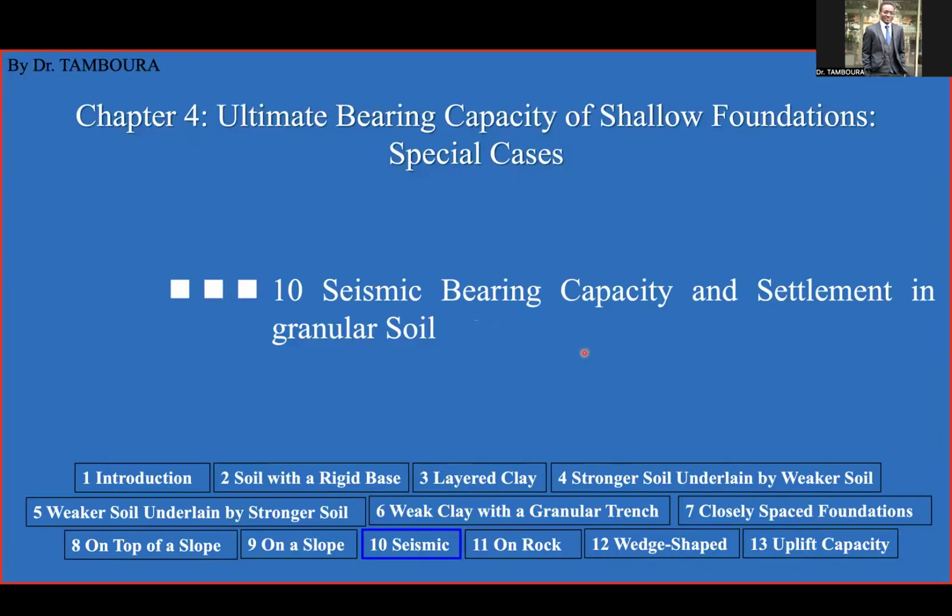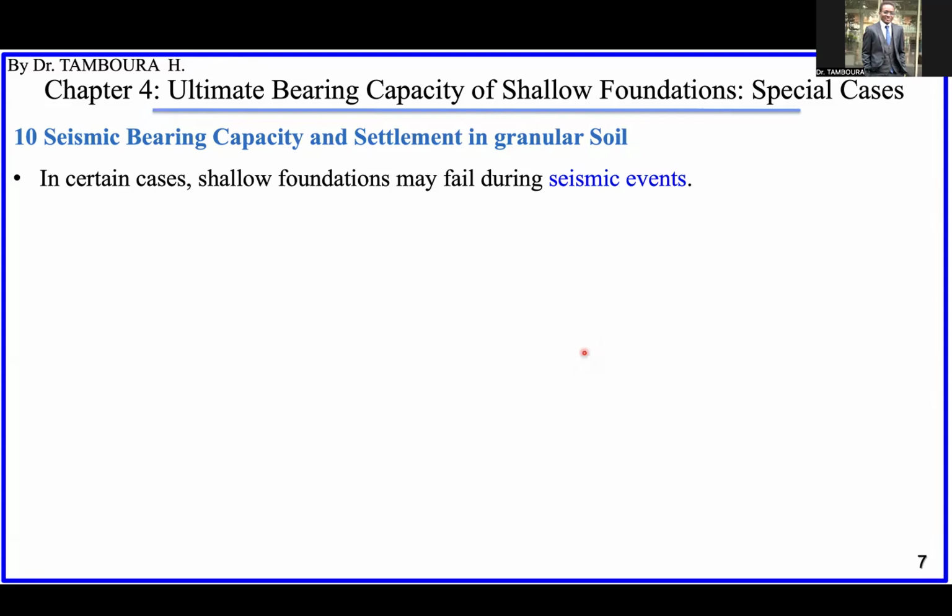Okay, so we have seismic events in some countries, not all the countries in the world. Some countries don't know what an earthquake is, but in some countries we have a lot of earthquakes. So you need to design your foundation to stand against earthquakes.